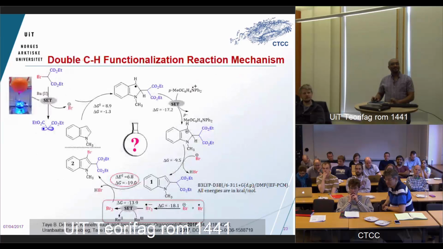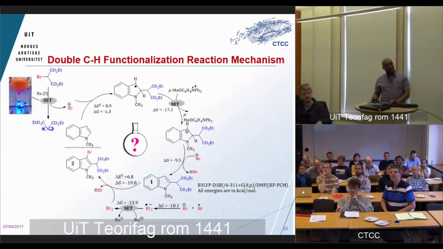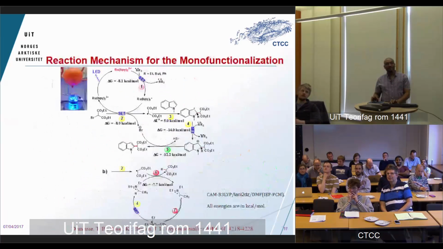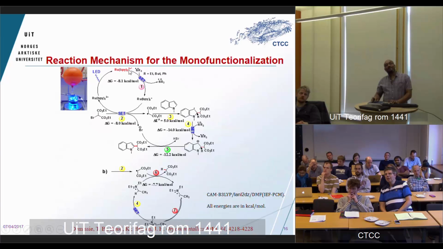I will take you to this reaction mechanism, or I will start with the first reaction mechanism. I have two reaction mechanisms. One is for the mono and the other one is for the di. So this one is for the monofunctionalization. So we have a ruthenium, excited ruthenium catalyst. Then this ruthenium catalyst should change to ruthenium 1. And this is the reaction mechanism how ruthenium 2 is changing to ruthenium 1. Because the base will give or donate electron to ruthenium 2 and convert us to ruthenium 1. So we have the base.